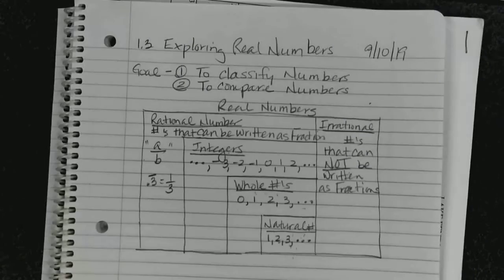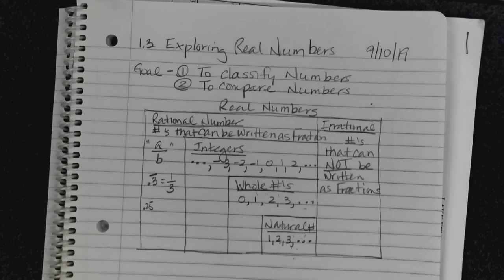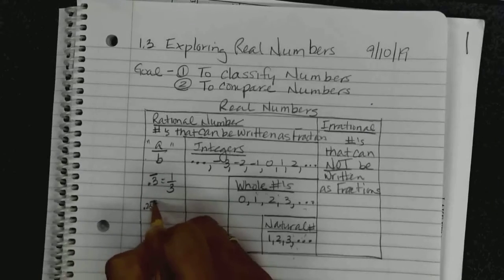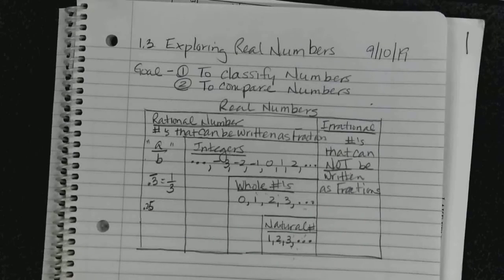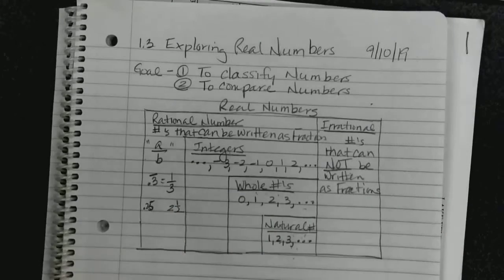And how about if I said 0.25? 1/4. So is that a rational number? Yes, it is. How about if I said 2.5? 2.5, or if I make it improper, 5/2. So that is also rational. Okay? So any number that could be turned into a fraction is a rational number.